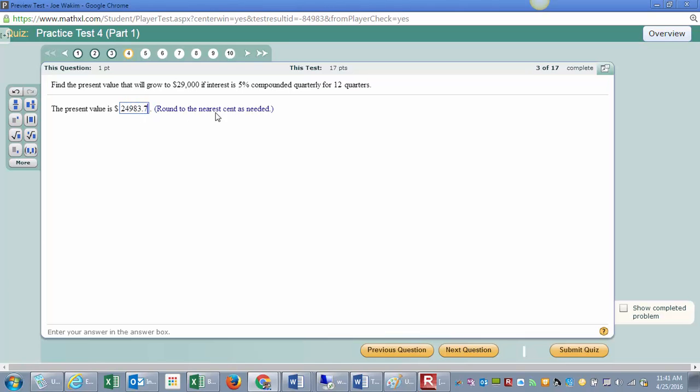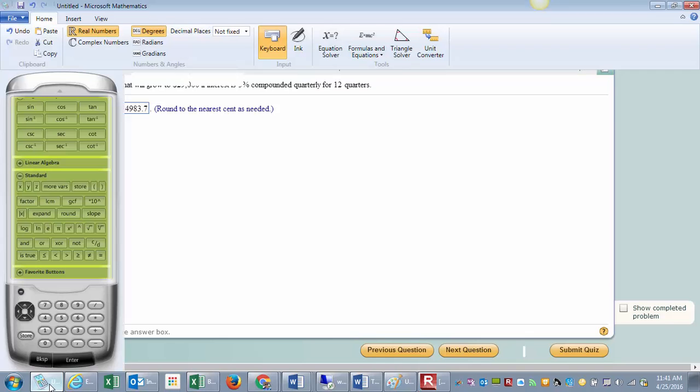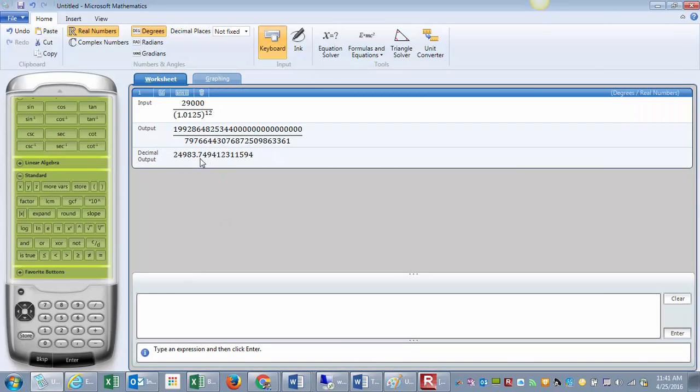24983.7. This is to the nearest cent as needed. So we have to put another digit to the nearest cent. That means 2 digits after the decimal. So that would be 75.